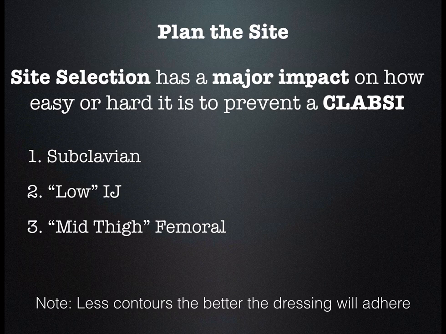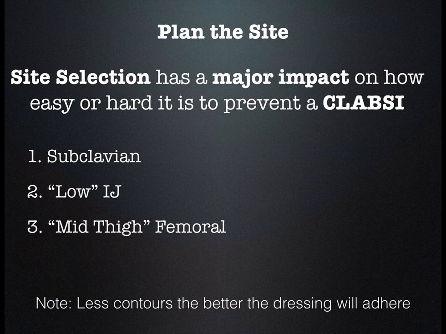Now, when we're thinking about site selection, there's a lot of things to think about. What we're going to talk about is that our site selection and how we place our central line is directly related to how easy it is for the nurse to maintain that surgical site, that sterile site where we've inserted our central line. So the first thing we're always going to recommend is a subclavian location. That, for many reasons, may not be our choice location, though.